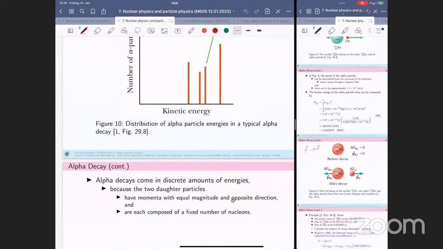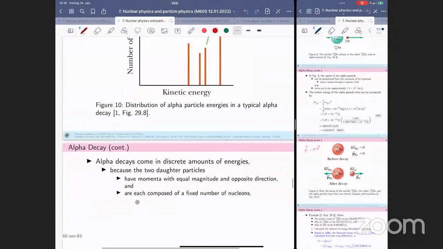And the next point is that they are each composed of a fixed number of nucleons. There are no other examples of nuclei here, only radon and helium-4 (He-4, atomic number 2). That's why they have fixed numbers of nucleons.